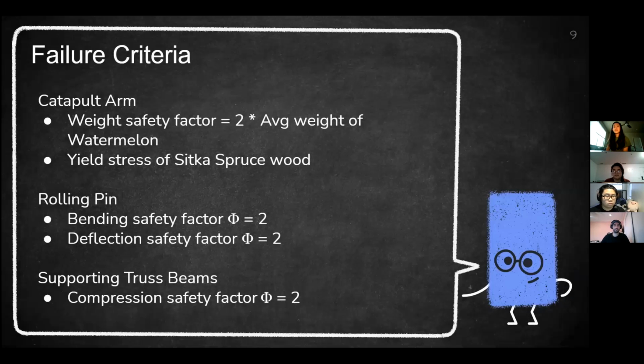For failure criteria, we used a safety factor of 2 when calculating for the required minimum masses and areas of our components. The catapulting arm required analyzing the max yield stress of our material while using 2 times the average weight of a watermelon. For the rolling pin, we measured the max deflection and bending of our component with a safety factor of 2. Measuring the max bending stress, we were able to analyze the minimum radius required.